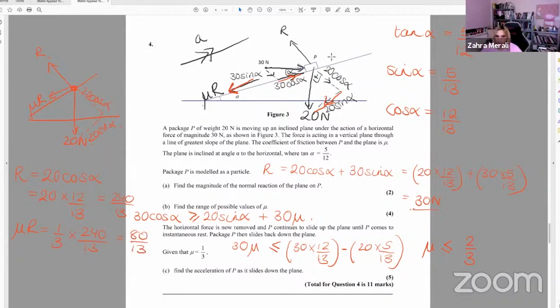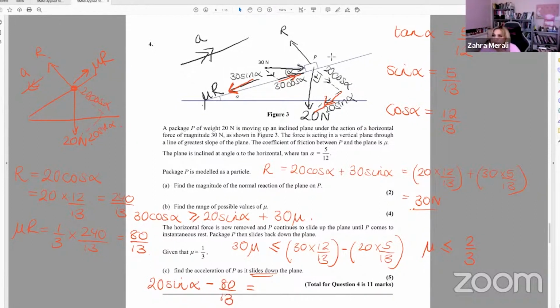Right, now we know that it's now going down the slope. When it goes down the slope, that mu R, because they want to know the acceleration as it goes down, is going to act up the slope. The friction will always act against the movement. So because we're talking about sliding down, we're going to consider the friction going upwards. The only thing going down the slope now is we've got 20 sine alpha minus our friction, which we worked out to be 80 over 13, equals ma.